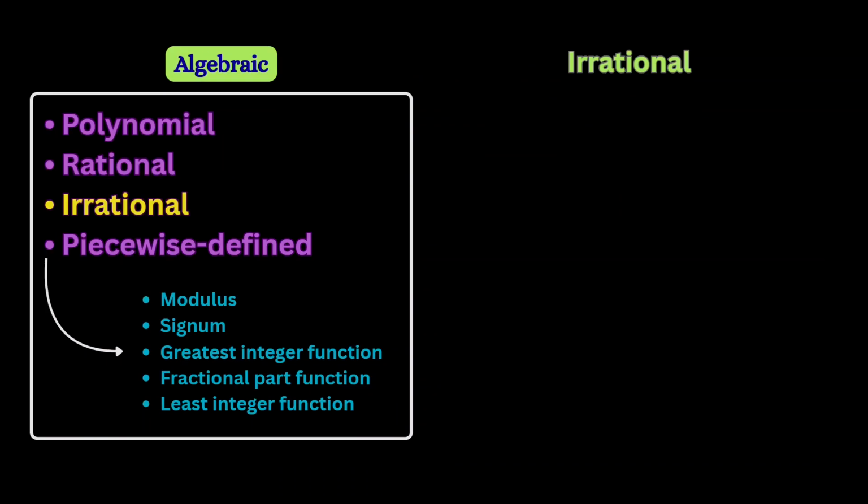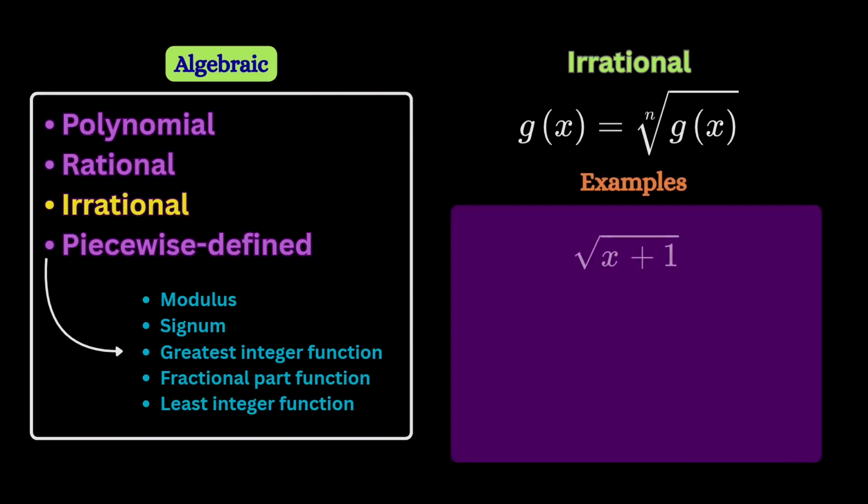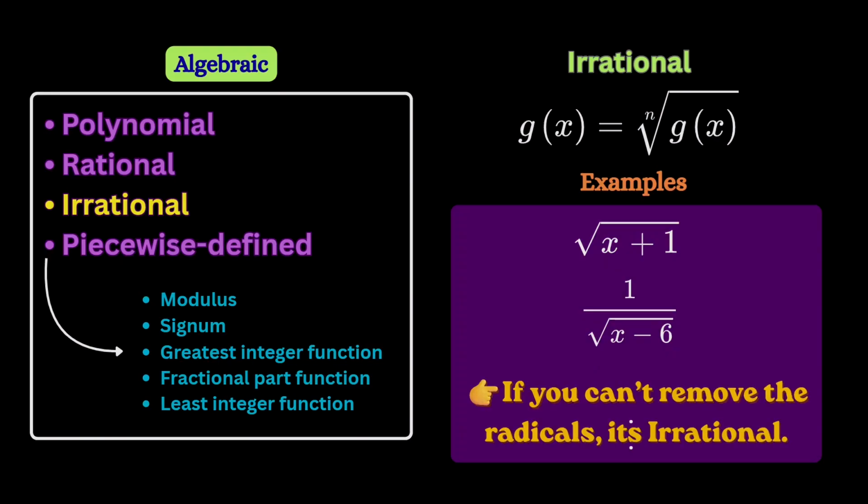Now let's take a look at the irrational functions. This is the general form of an irrational function. Any function that has some radicals in it is an irrational function, but there is an important fact here. If you take a look at the square root of x plus 1, or 1 over the square root of x minus 6, or anything you can think of, the idea is that if you used all your techniques and logic to simplify an irrational function and in the end you still ended up with some radicals, then you are dealing with an irrational function.